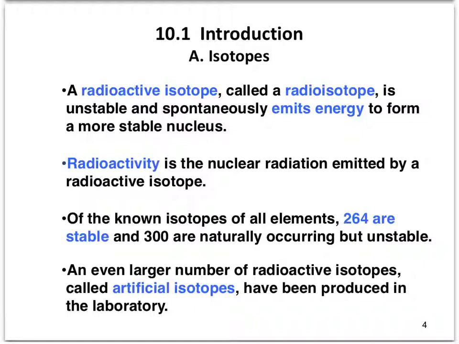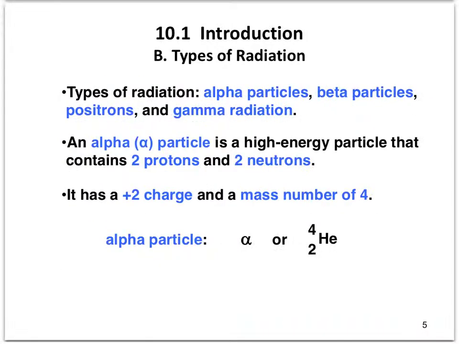Isotopes that spontaneously emit energy from their nuclei are called radioisotopes. This emission of energy happens because the nuclei are unstable and tend to become more stable upon the loss of radiation. This is what is meant by the term radioactivity. We will discuss 4 types of radiation: alpha, beta, gamma, and positrons.